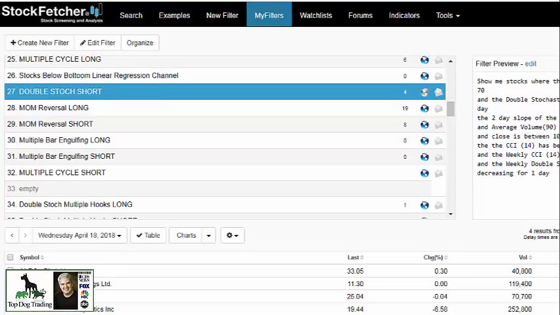Welcome to this tutorial on a stock screener called Stock Fetcher. I'm going to share with you a very specific screen that is really great for finding excellent stocks in a particular technical analysis configuration. I'll share with you in just a moment.